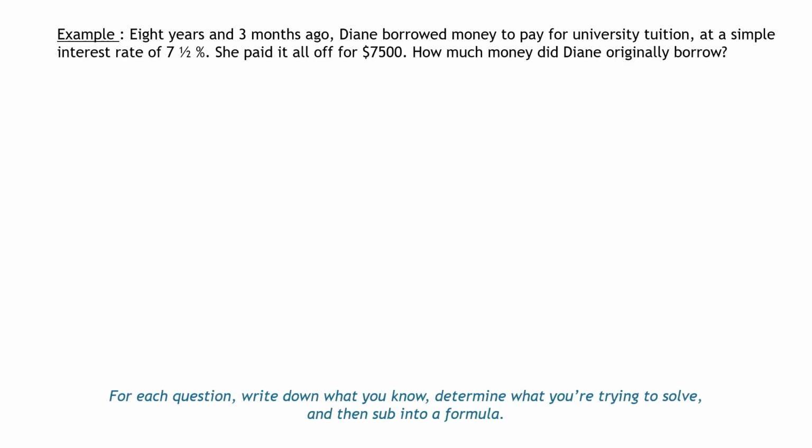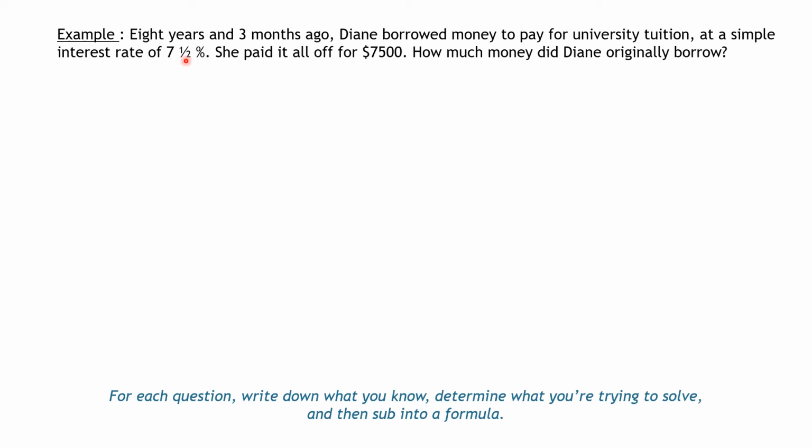Here's our only example that we're going to do. 8 years and 3 months ago, Diane borrowed money to pay for university tuition. Stop. You understand that part first, right? She borrowed money to pay for university tuition, but that was 8 years and 3 months ago she borrowed that. So she's probably all done school by now. And she borrowed that money at a simple interest rate of 7.5%. Stop. There's a period. You understand what that is saying.